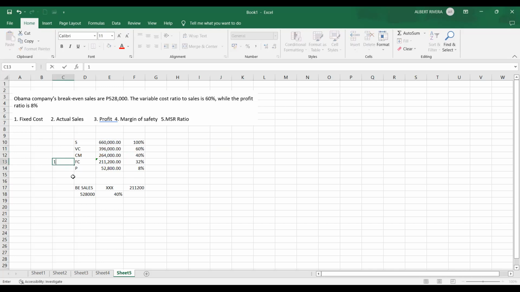Fixed cost is 211,200. This is your item one. Okay, your item two, this is your actual sales, 660,000. And the profit here is 8% or 52,800.